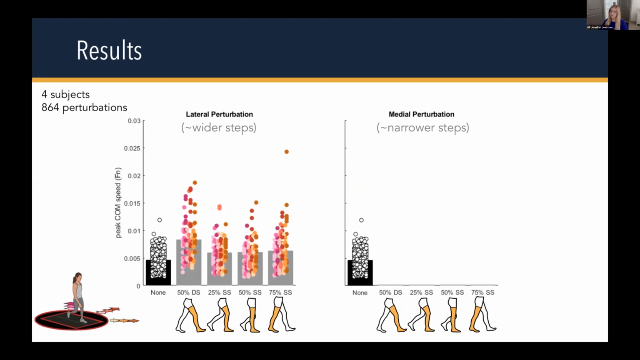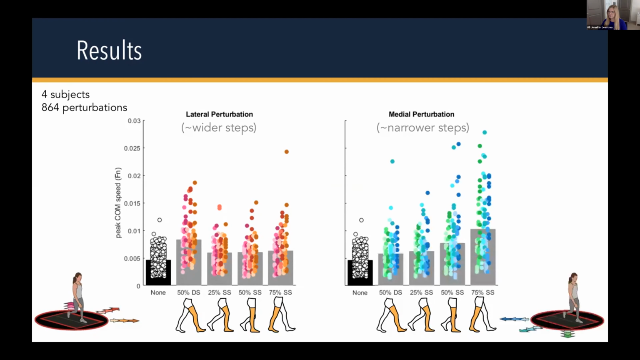However, when we look at medial perturbations, which again are inducing a narrowing step or sometimes a crossover step, we can see that this trend essentially reverses. So the 50% double stance time is the lowest of all perturbation onset timings, whereas the peak center of mass speed tends to get higher and higher later in single stance phase.